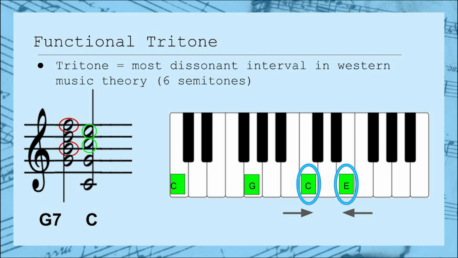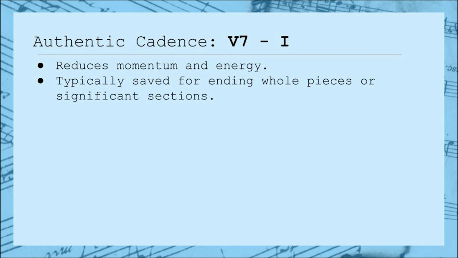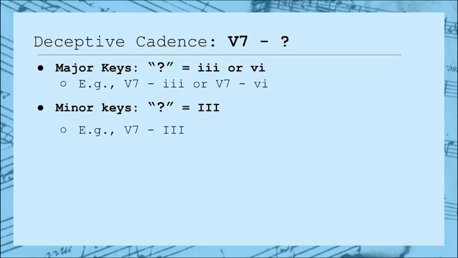Now, if you put this together with the fact that the roots of these 2 chords move down by a perfect 5th, you get the most powerful cadence possible in Western music theory. Now, as I said, this cadence is so powerful that you'll typically only want to use it to end entire pieces of music. A much better option to use in the middle of the piece is the deceptive cadence.